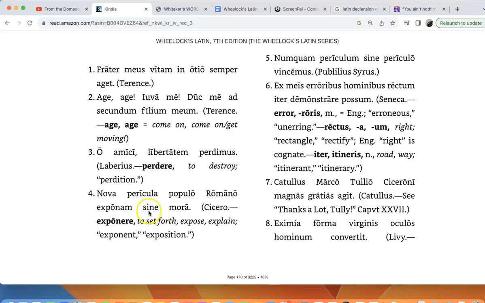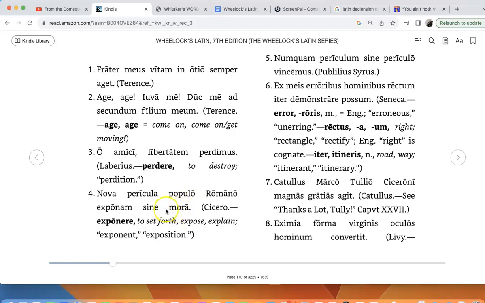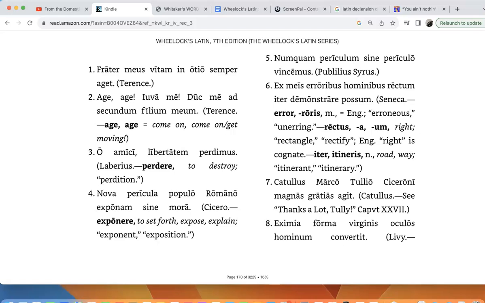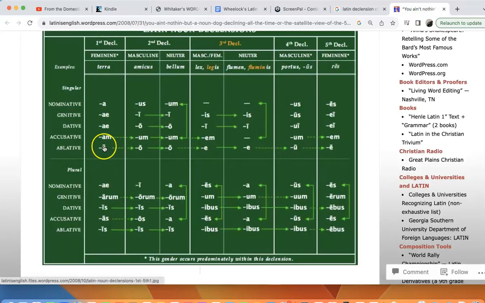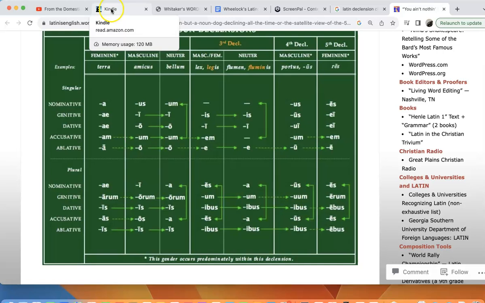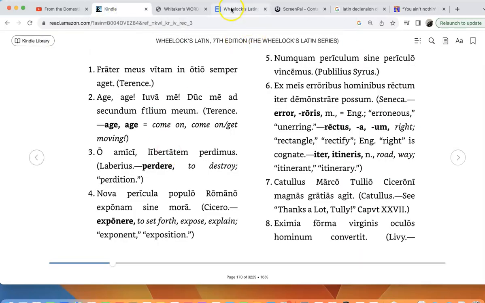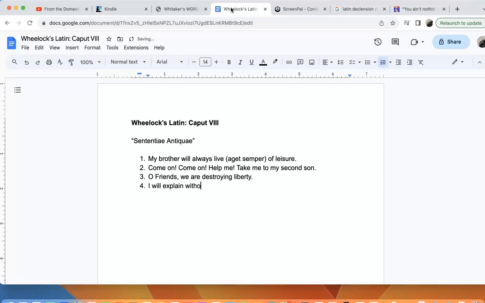Now here's where it gets a little bit trickier. Sine more means without delay. Sine is a preposition meaning without. Again, if we're not sure, we'll just look it up. But it's always followed by the ablative. So first declension ablative singular is a with the macron. That's where we get words like moratorium. I think we've had this word before. So I will explain without delay. And you'll see you could move around some of the elements in this sentence, but probably beginning with exponam makes the most sense.